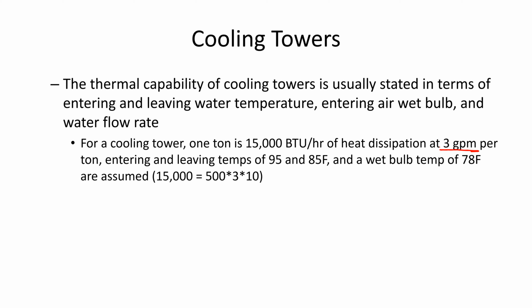So the way we get the 15,000 is if we take 3 gallons per minute per ton for the cooling tower. If we assume that that's our standard flow rate of 3 GPM, and if, say, for example, I assume entering and leaving temperatures of 95 degrees Fahrenheit, so it's going to be the water coming from the condenser on the chiller, and then it's going to leave the cooling tower at 85 degrees, and I've got an ambient wet bulb temperature of 78 degrees Fahrenheit. If I do the calculations, if I take my 500 times GPM and then times my delta T, which is going to be the difference between my 95 and 85, that's how I get my 15,000 BTUs per hour.